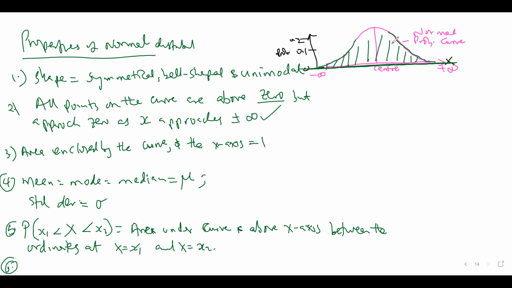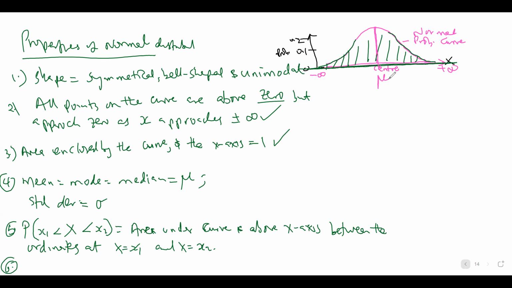So that's the second. Then the area enclosed by the curve and the x-axis, this area here, is 1. Very important. And we're saying that mean is equal to the mode is equal to the median. So this point here is your mu. That point there is your mu.